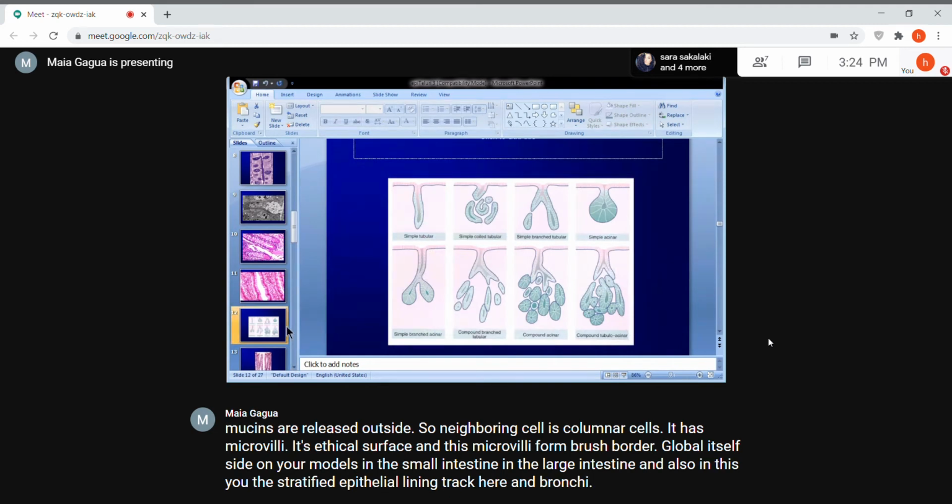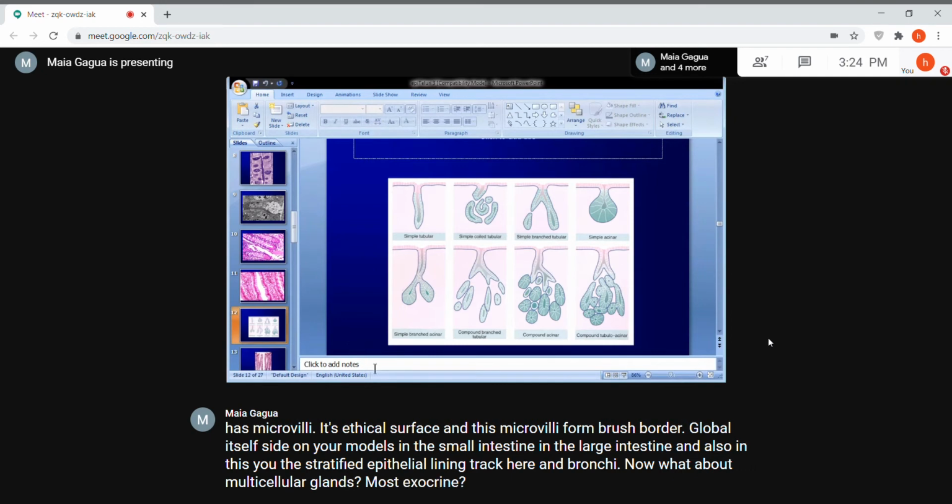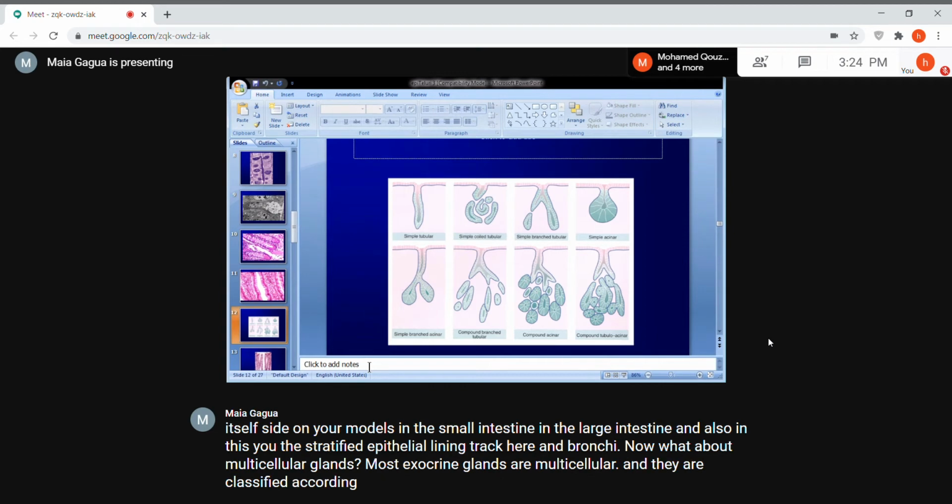Now, what about multicellular glands? Most exocrine glands are multicellular. And they are classified according to the number of ducts and secretory units and according to the shape of secretory units as well.